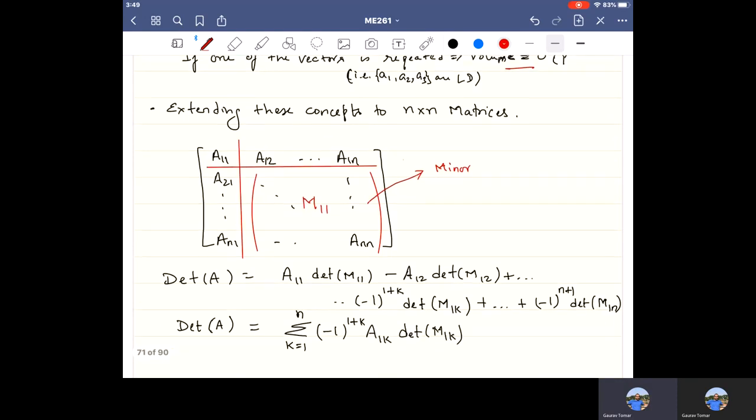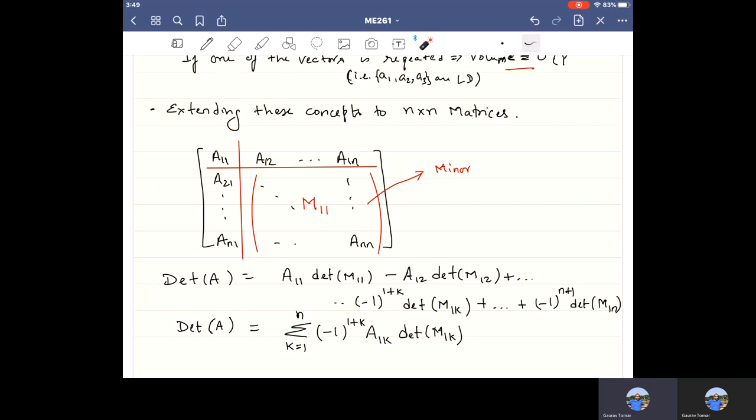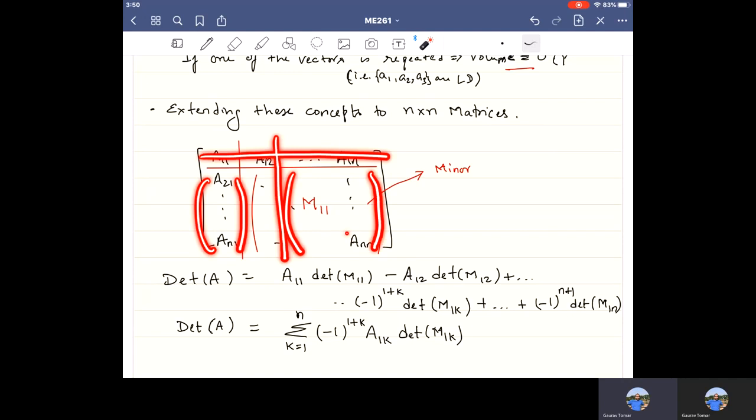If you extend this concept to n cross n matrices, you will see that we perform the same way. You pick a row, whichever row you want. Here we have again picked the first row for calculating it. So the determinant of A would be given by A11 into the determinant of the submatrix, we call it M11, minus A12 into the determinant of M12, which will be leaving this column and this row. You will have this set of vectors forming the submatrix, whose determinant you will have to compute here. Correct?